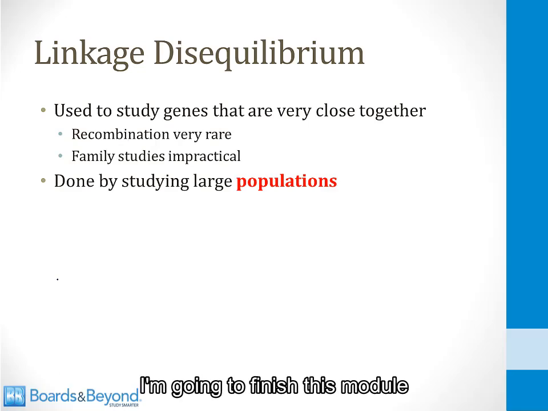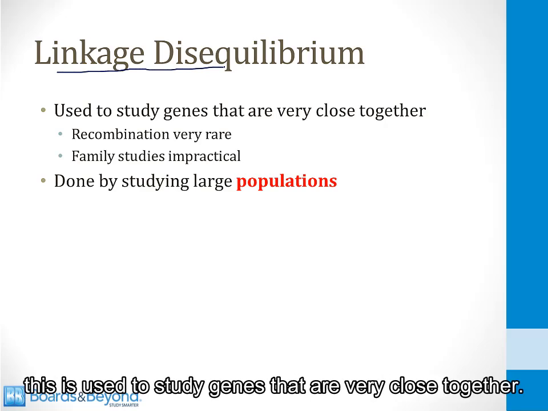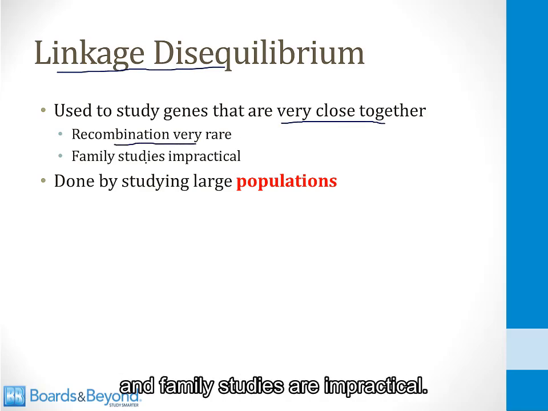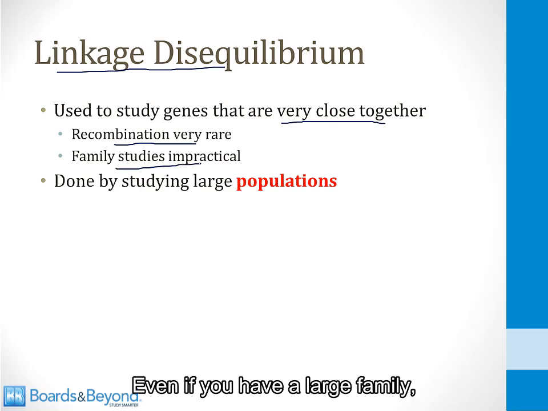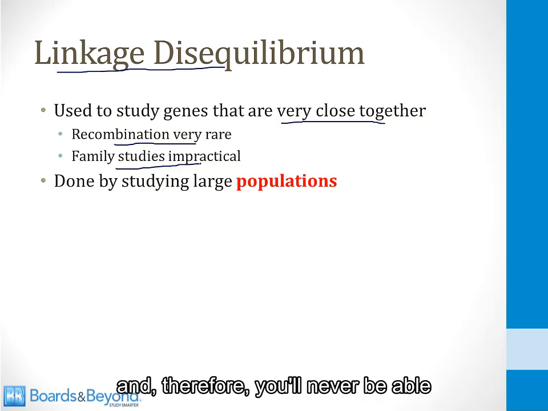I'm going to finish this module by discussing the concept of linkage disequilibrium. This is used to study genes that are very close together. When genes are very close together, recombination events are rare and family studies are impractical. Even if you have a large family, you may never see a recombination event, and therefore you'll never be able to calculate a value for theta.